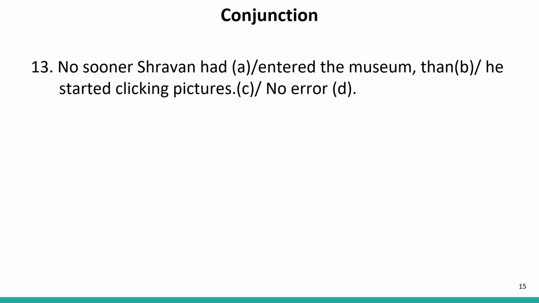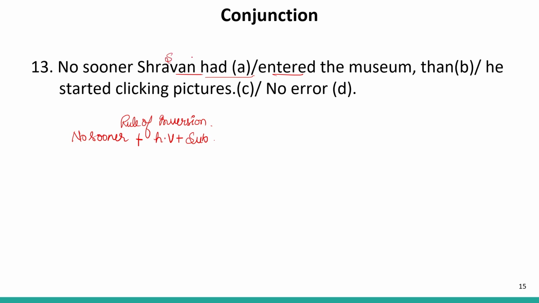No sooner Shravan had entered the museum than he started clicking pictures. Now we have already learnt whenever a sentence begins with no sooner, hardly, scarcely, seldom, never, little, and any negative adverb, we use the rule of inversion. Rule of inversion, that is, helping verb prior to the subject. Now in this case, "had entered" is written. This is incorrect.